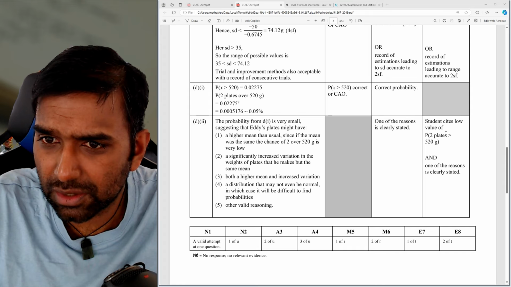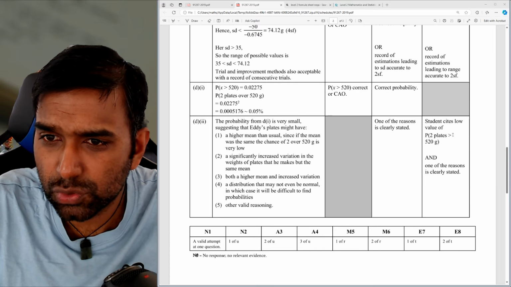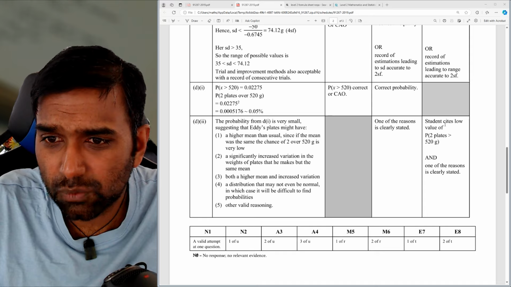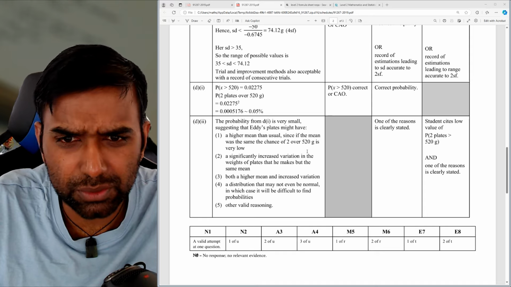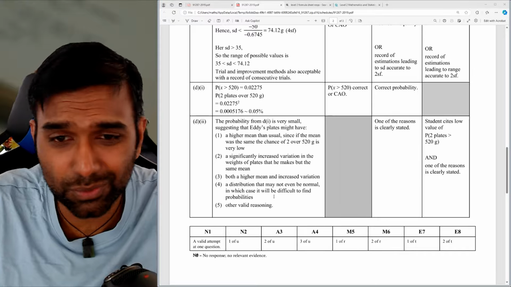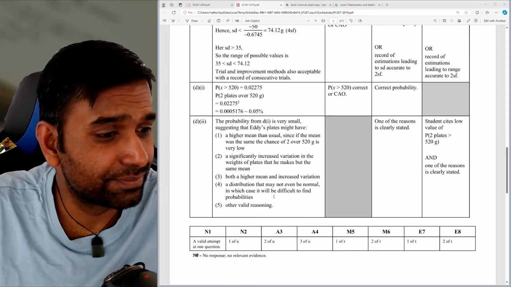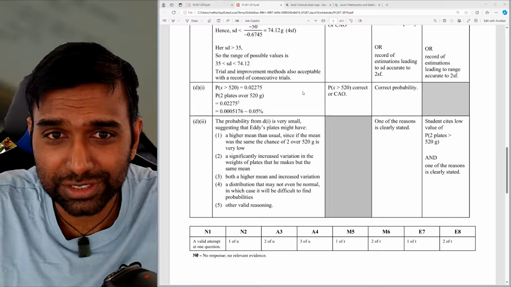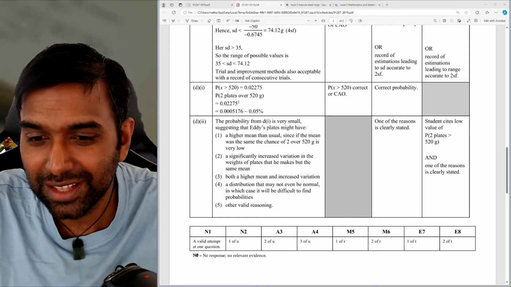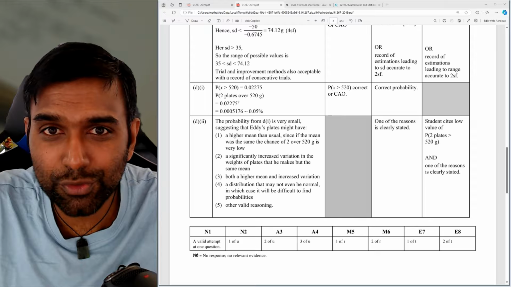A student cites the low value of the probability of 2 plates greater than 520. And one of the reasons is clearly stated. So really only looking for one reason clearly stated to get an excellence. Wow. There we go. I don't think I would have got an excellence from this. I know I would have got an excellence from the previous question with finding the standard deviation. Anyway, folks, that's question 2. We move on to the next one.